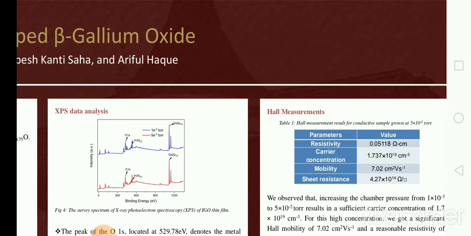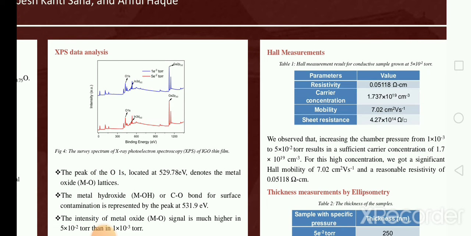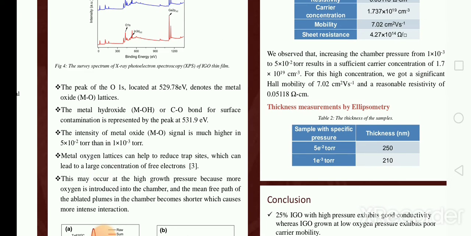Hall measurements. We measured our electrical properties by a Bio-Rad Hall system. We find our conductive sample has a resistivity of 0.05118 ohm per centimeter, a carrier concentration of 1.737 × 10¹⁹, and an excellent mobility of 7.02. We also measured the thickness by ellipsometry. We can clearly see that at a high oxygen pressure of 5 × 10⁻² torr, we find a thickness of 250 nanometer, and at a low oxygen pressure of 1 × 10⁻³ torr, we find a thickness of 210 nanometer.